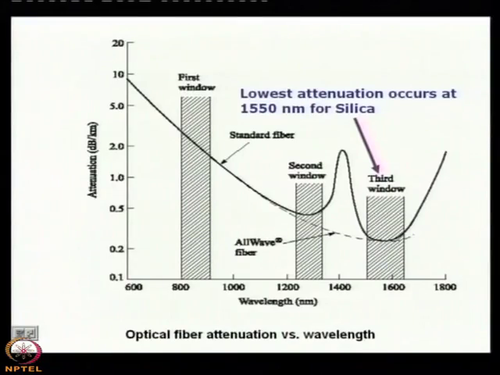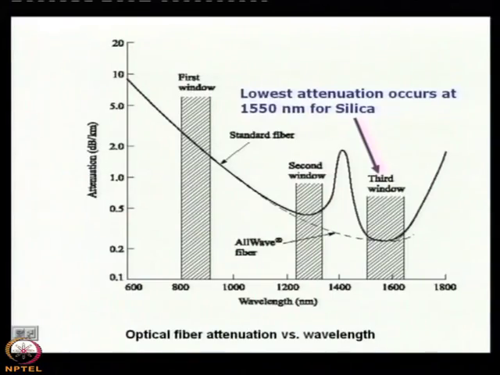Now, if I show you this graph, in the y axis I have plotted the attenuation in decibel per kilometer, and in the x axis I have plotted the wavelength in nanometer. It is an attenuation versus wavelength curve. What is attenuation? Loss. Attenuation is exactly opposite to amplification. What do we mean by amplification? It is the gain. Attenuation is basically loss.